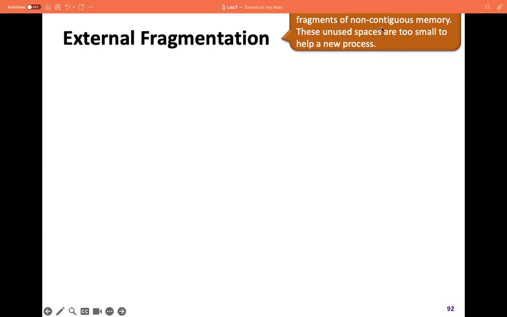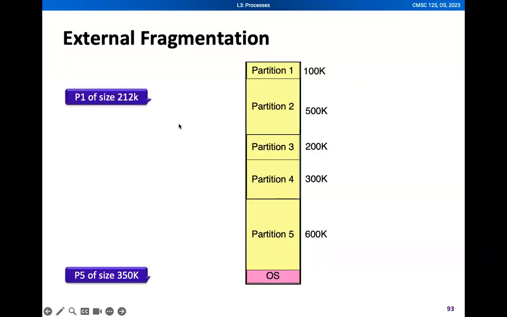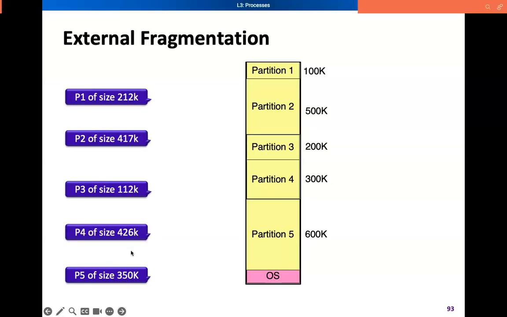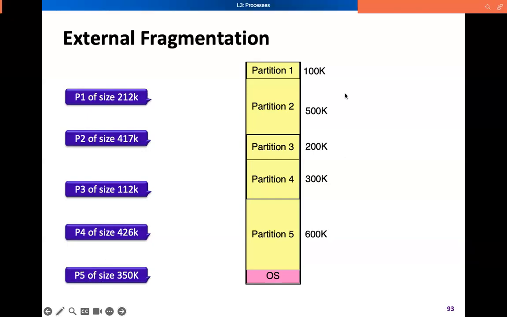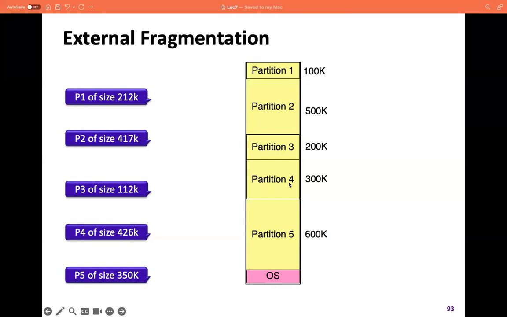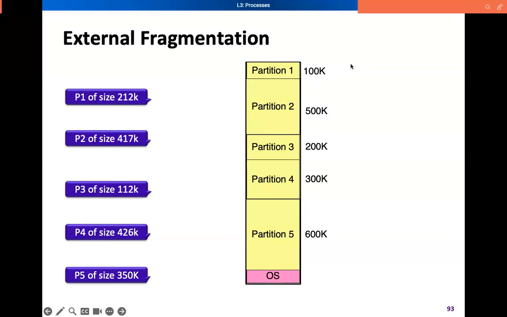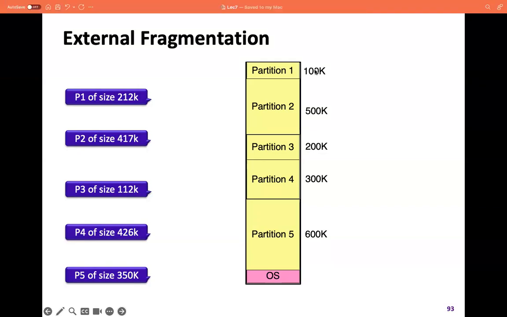Okay, so for external fragmentation, this occurs when the free memory blocks are scattered throughout the memory space. These are the unused spaces that are left between the fragments or non-contiguous memory. These unused spaces are too small to accommodate a new process. We still have the same batch of processes here, except that we have added P5 of size 350K. We still have the same partitions 1, 2, 3, 4, and then 5 with these sizes: 100K, 500K, 200K, 300K, 600K.